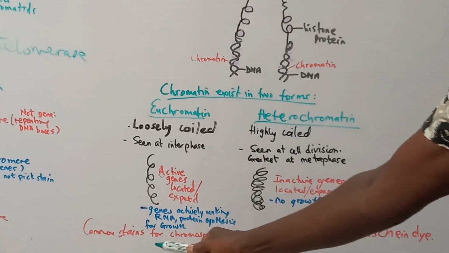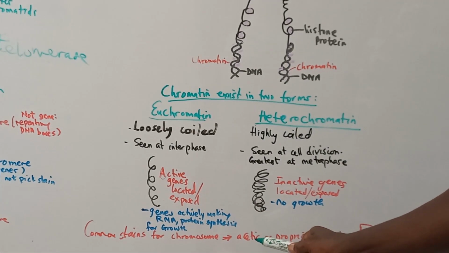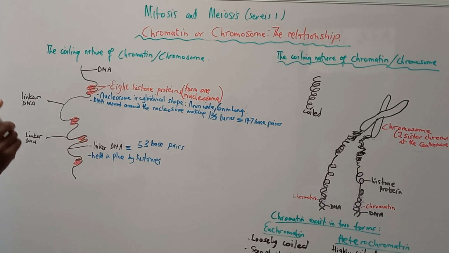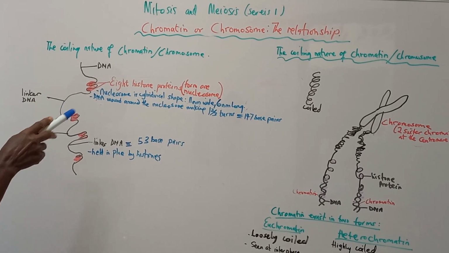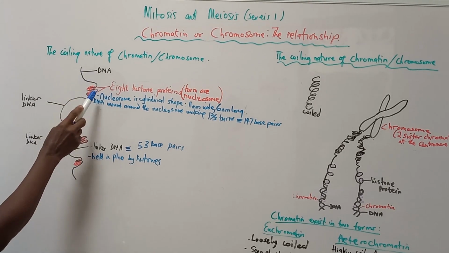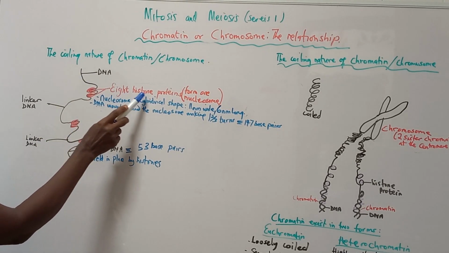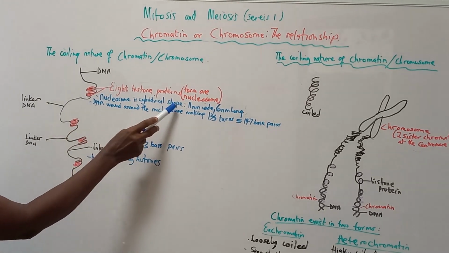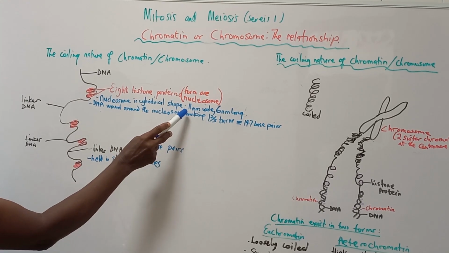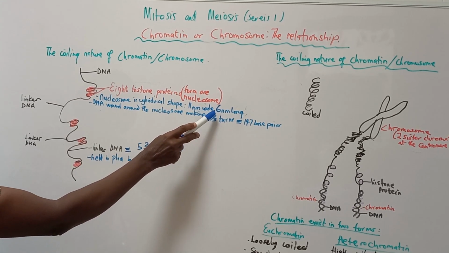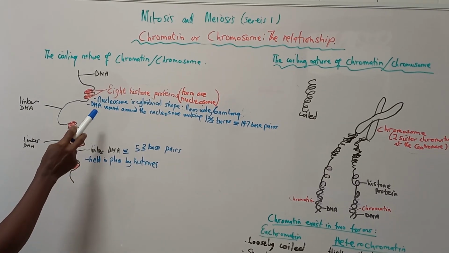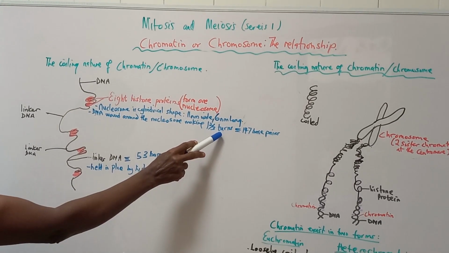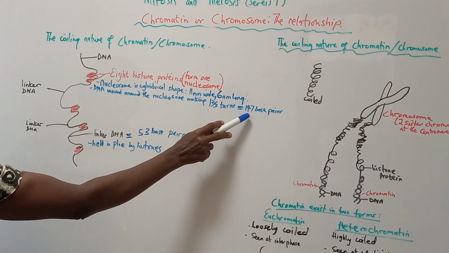Now, there are stains that commonly stain chromosomes, such as acetic or propionic orcein or fuchsin dye. Well, DNA is coiled around histones, not haphazardly at all. Here is DNA, and DNA is coiled around 8 histones. The 8 histones form the nucleosome, and the nucleosome is cylindrical in shape with these measurements: 11 nanometers wide and 6 nanometers long. And DNA winds around one nucleosome, making 1 and 3/4 turns, containing approximately 147 base pairs.